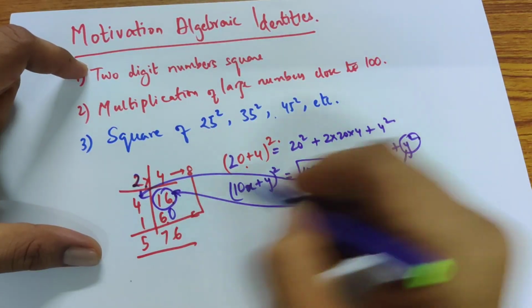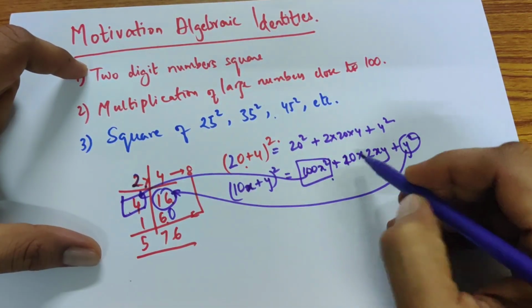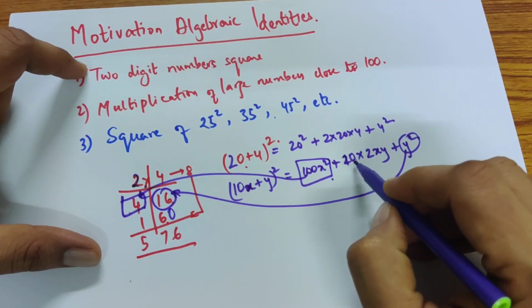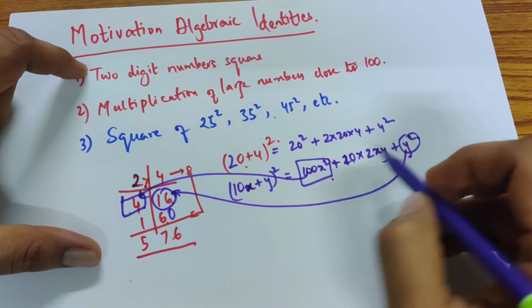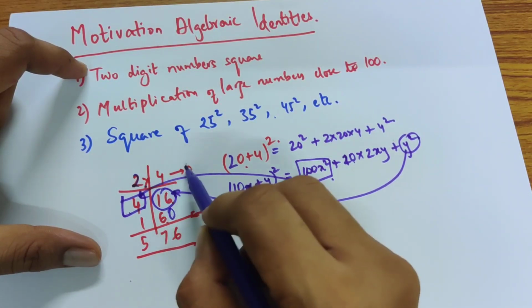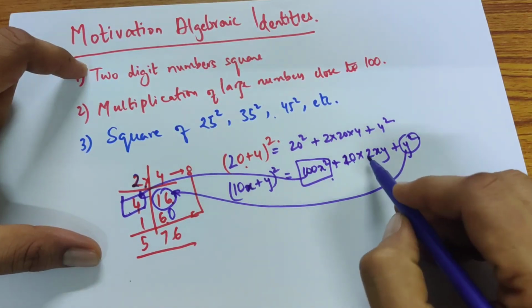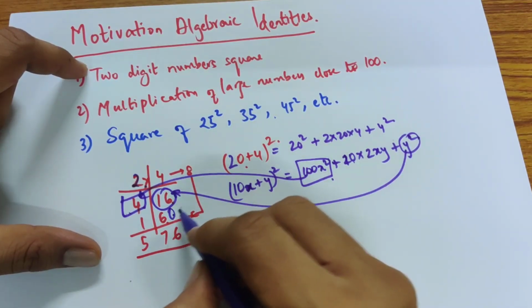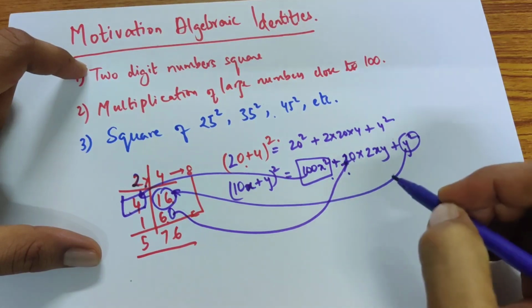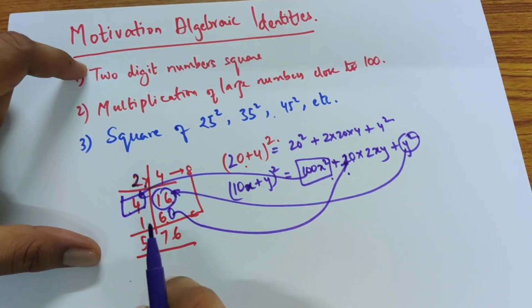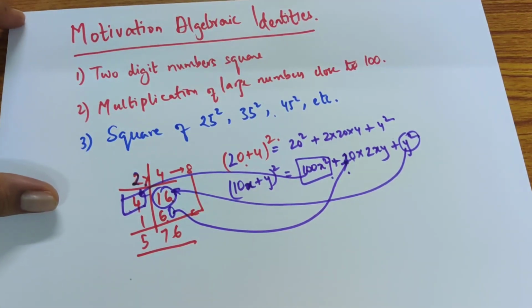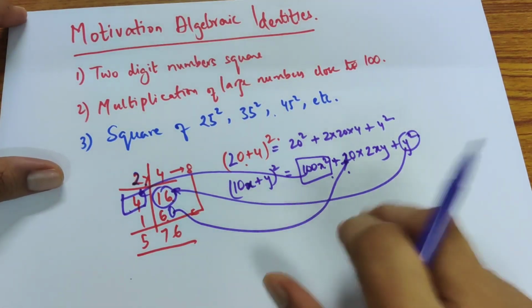So this one's here, this is here, and then you have tens, 2xy, which was your 8, and then double, 16. 16 gets multiplied by 10, and that's the 10 here. So you can explain that the 2-digit shortcut we are using for squaring numbers is actually coming from here.